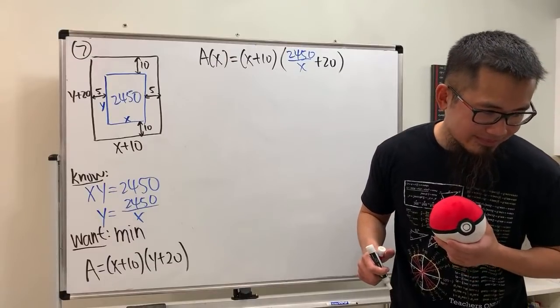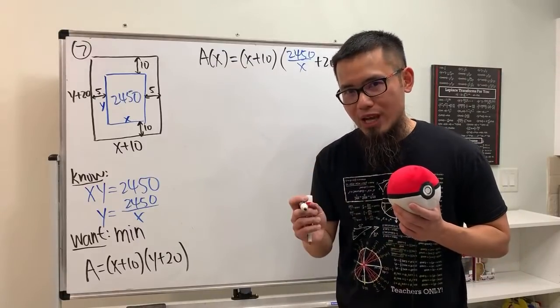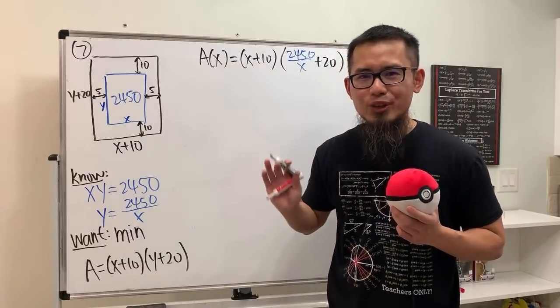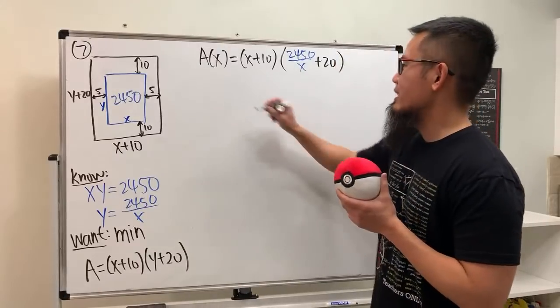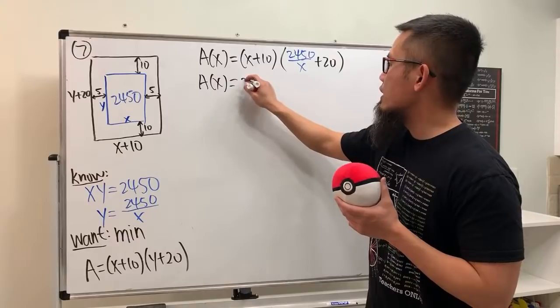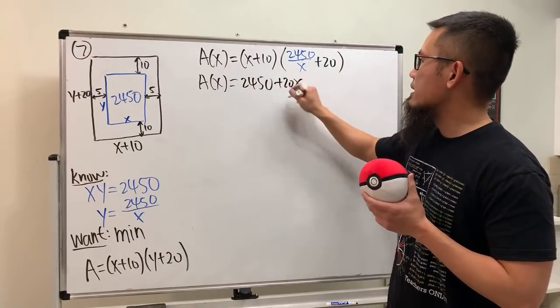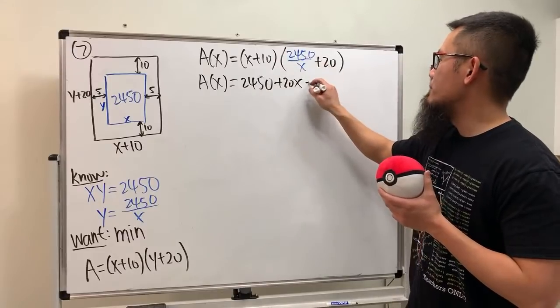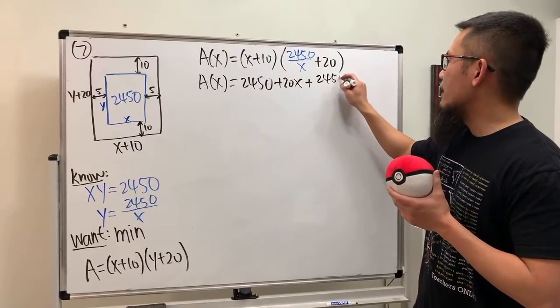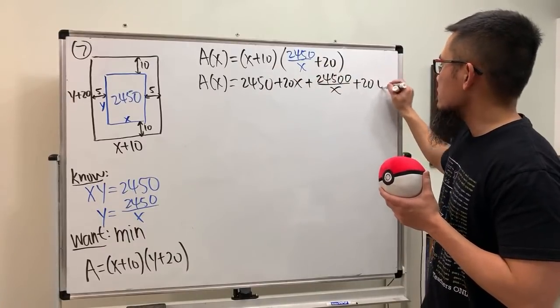Are we good? All right. So remember, do algebra first before calculus. You will be so much happier. Let's do it. A of x: x times this, we just get 2450. This times that, we get plus 20x. This times that, I'm just going to put down 24500 over x. This times that is plus 200.